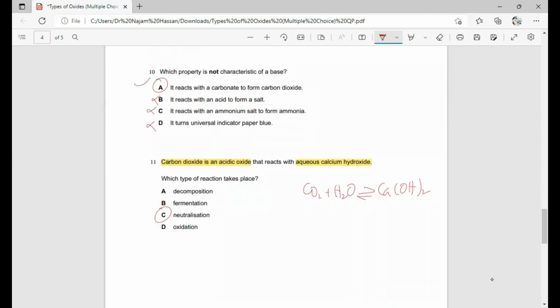And question number 10, which property is not characteristic of a base? A base cannot react with a carbonate because a carbonate itself is a base. So an acid is a compound which will react with a carbonate to form salt, carbon dioxide, and water. As you know, carbon dioxide is an acidic oxide that reacts with aqueous calcium hydroxide. Which type of reaction is it? Neutralization.